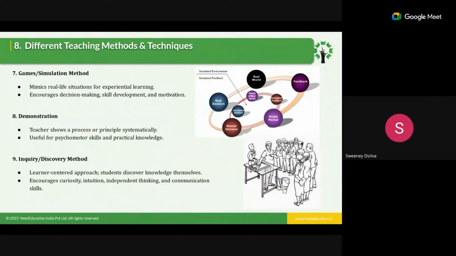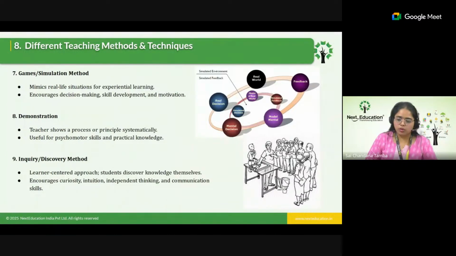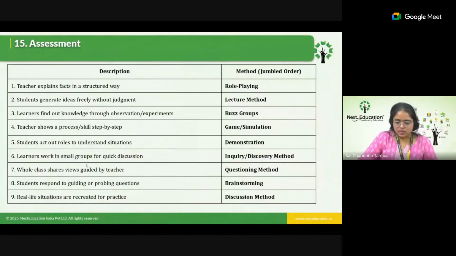So when we assign a project to the students, they are going to get information and collect the data about it. They discover certain new facts from it, and they're going to design that project. So that is how the discovery method or inquiry method comes. Yes, so this was all about today's session.